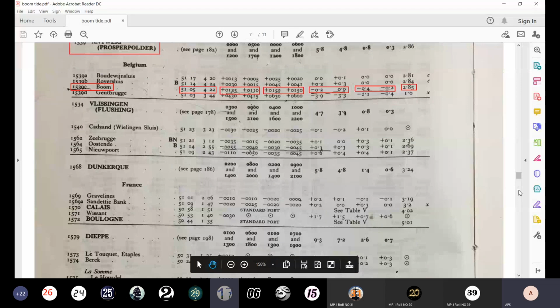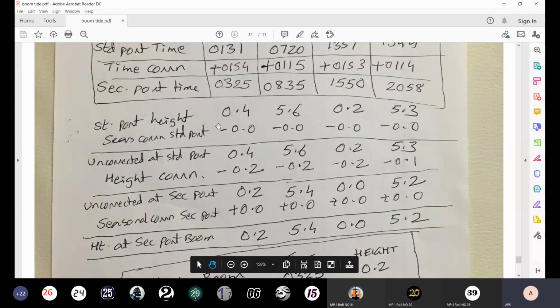Yes, sir. Okay, so then you start filling up the data as per this table. First write down standard port heights. So low water was 0.4, 5.6, 0.2, 5.3. Write down this first row. Then you put down seasonal correction for Antwerp. That's the standard port, so that is 0.0. Put the sign minus because we have to remove. Minus 0.0, minus 0.0 for February.